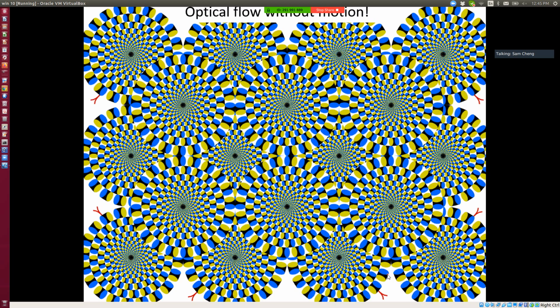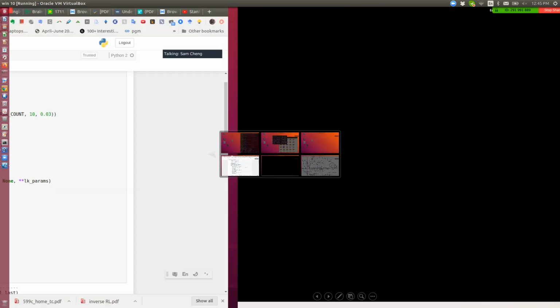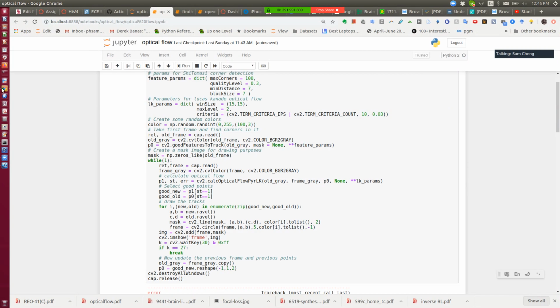So maybe one last line just for fun. It's kind of optical flow without motion. Let me show you some of this code.